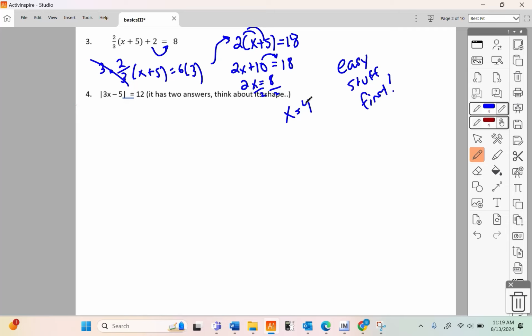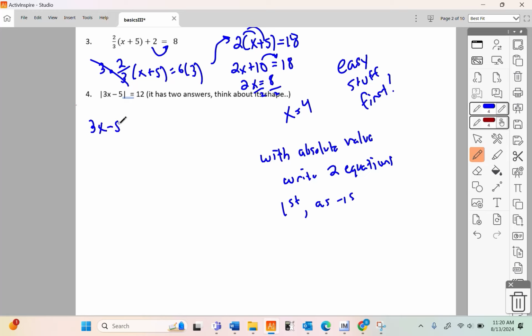Number 4 is absolute value. And this probably hasn't been done with you since Algebra 1. But with absolute value, you write 2 equations. The first one is as is. So the first one is 3x minus 5, and it's equal to 12.